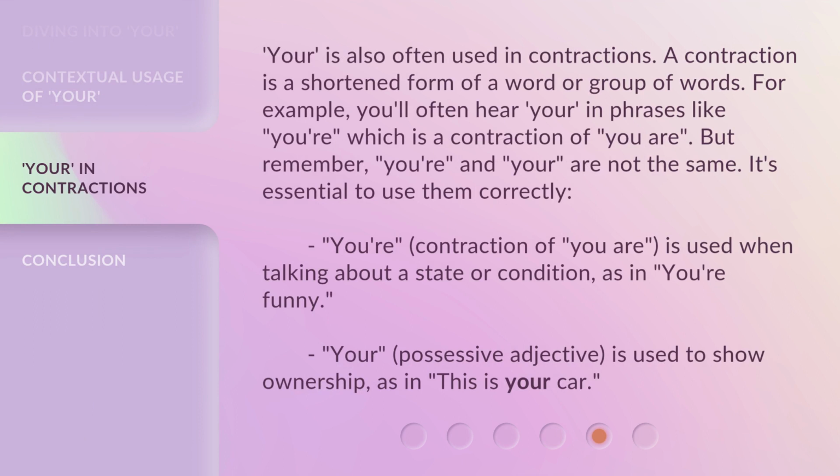"Your" is also often confused with a contraction. A contraction is a shortened form of a word or group of words. For example, you'll often hear "you're" in phrases like "you're welcome," which is a contraction of "you are." But remember, "you're" and "your" are not the same. It's essential to use them correctly. "You're," contraction of "you are," is used when talking about a state or condition, as in, "you're funny." "Your," possessive adjective, is used to show ownership, as in, "this is your car."